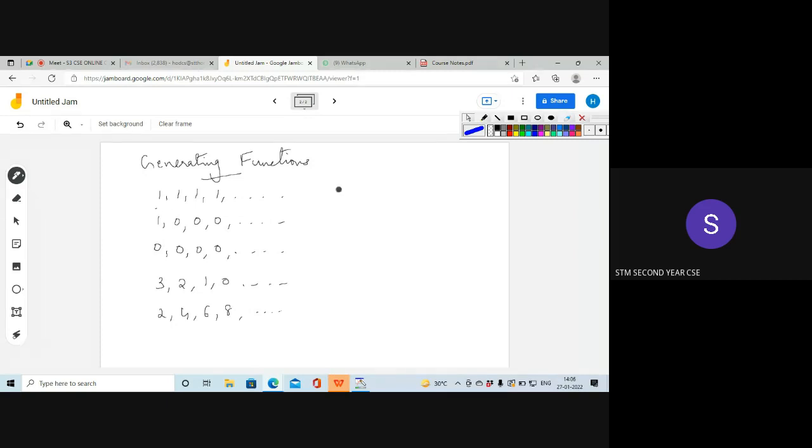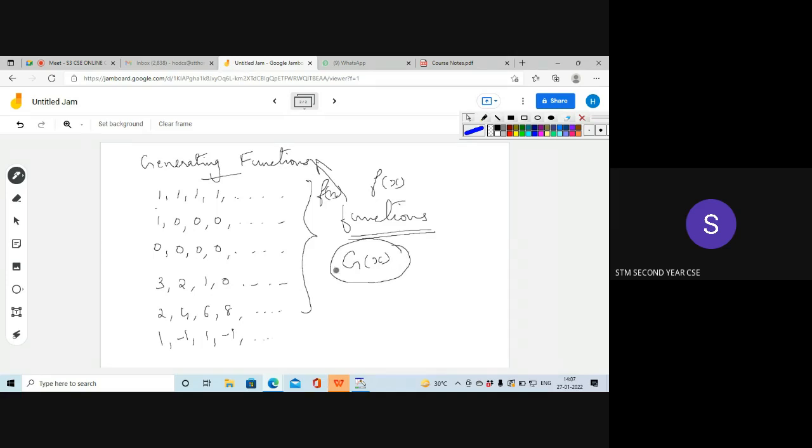Now, instead of writing the sequence as such, we can represent these sequences using functions, and those functions are called generating functions. They generate certain sequences. So any particular sequence you give, 1, minus 1, 1, minus 1, etc., is again another sequence. To represent these sequences, each sequence can be represented using a function f of n or f of x, or since it is a generating function, most commonly we use g of x. Our aim is, given a sequence, how will we find the generating function for this particular sequence? You will be given sequences and you will have to find the generating function corresponding to them.